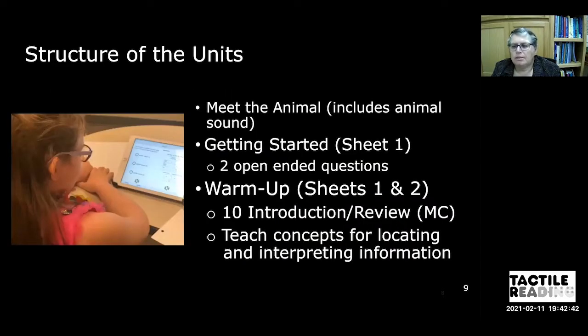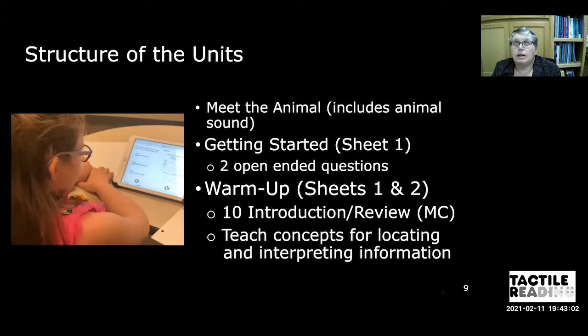So the student gets some information about meeting the animal, including the sound the animal makes, which is motivating to many of the students. Then we have 2 getting started questions. The student uses sheet 1, and they're asked 2 open-ended questions to describe what they're seeing and to explain the data. Then they move through 10 warm-up problems.